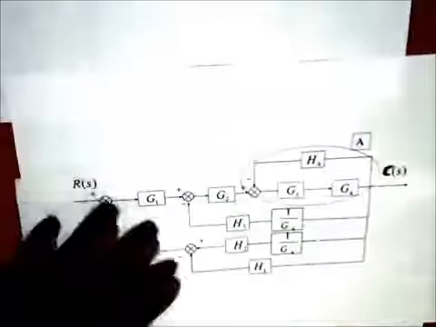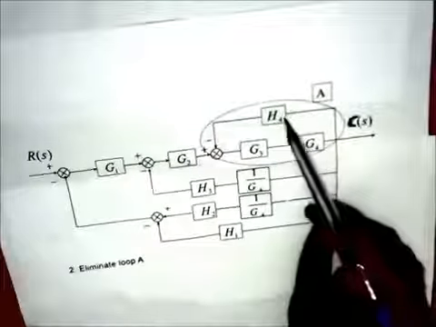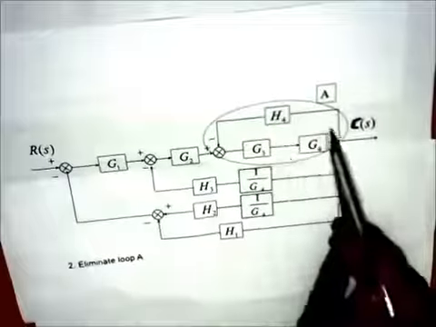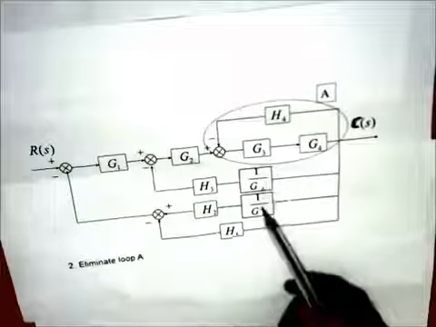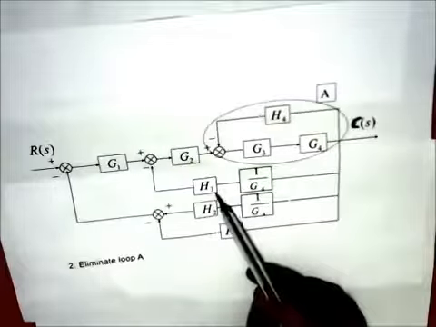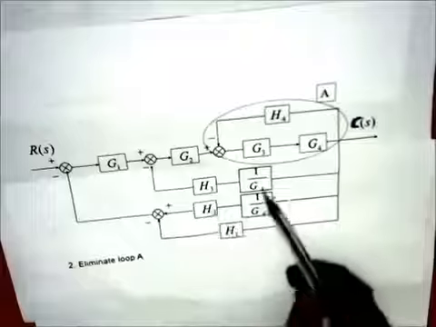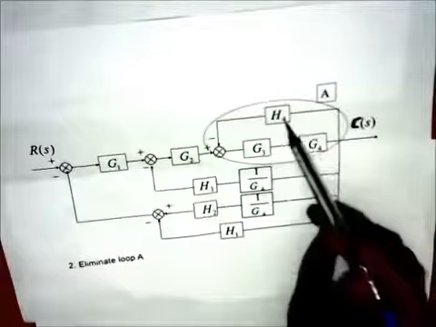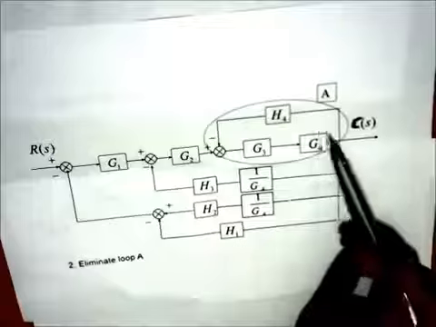So, next step, it becomes a negative feedback system, and a 1 upon G4 block is added in the path of feedback blocks H3 and H2. This is the negative feedback system. So we eliminate this loop.